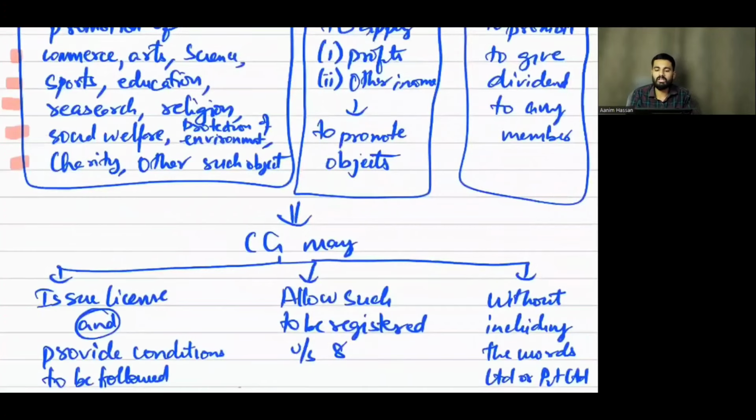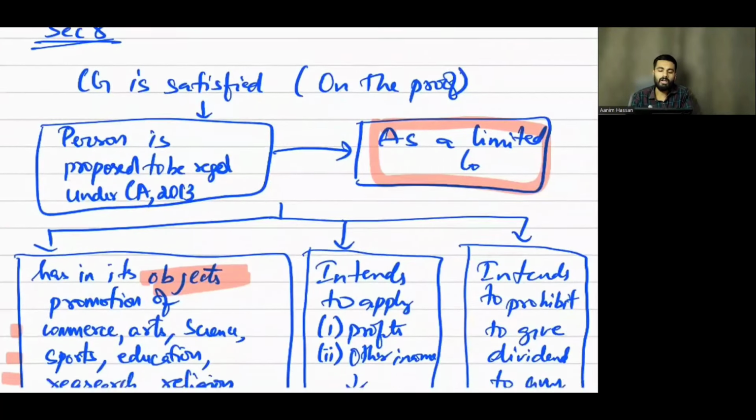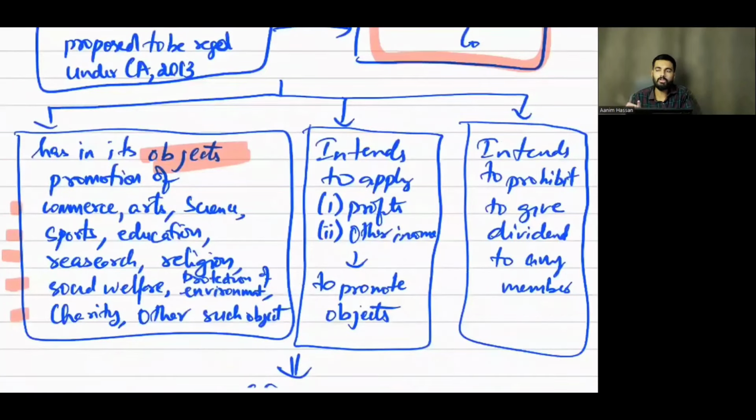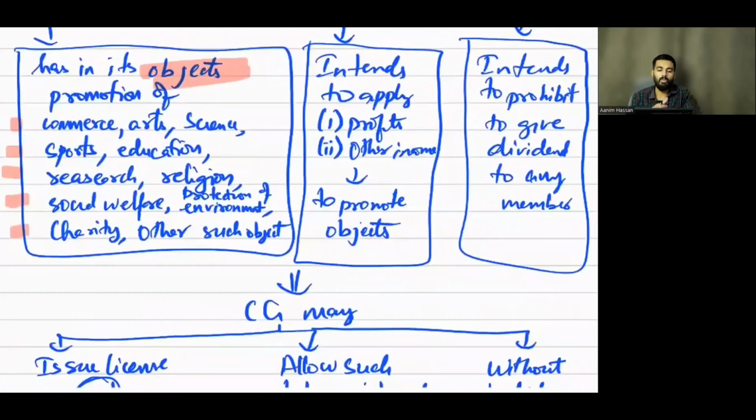So till now, what did we study? The central government is satisfied that a company which is going to be a limited company has its object in promoting commerce, sports, research, social welfare, charity, and related to that. And it intends to apply profit or other income only to promote these objects, and it is intending to prohibit dividend to the members.